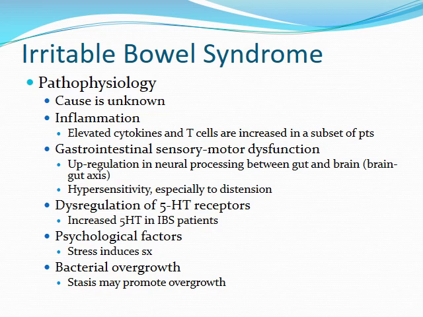We don't know a ton about the causes for it, but certainly we know that there's some issues with inflammation that can be occurring here. It could be some issues with gastrointestinal sensory motor dysfunction. And then there could be some issues with dysregulation of serotonin receptors. So oftentimes in IBS patients, you'll end up seeing an increased proportion of 5-HT receptors. So that'll be important when we talk about certain medications that we can utilize to treat IBS.